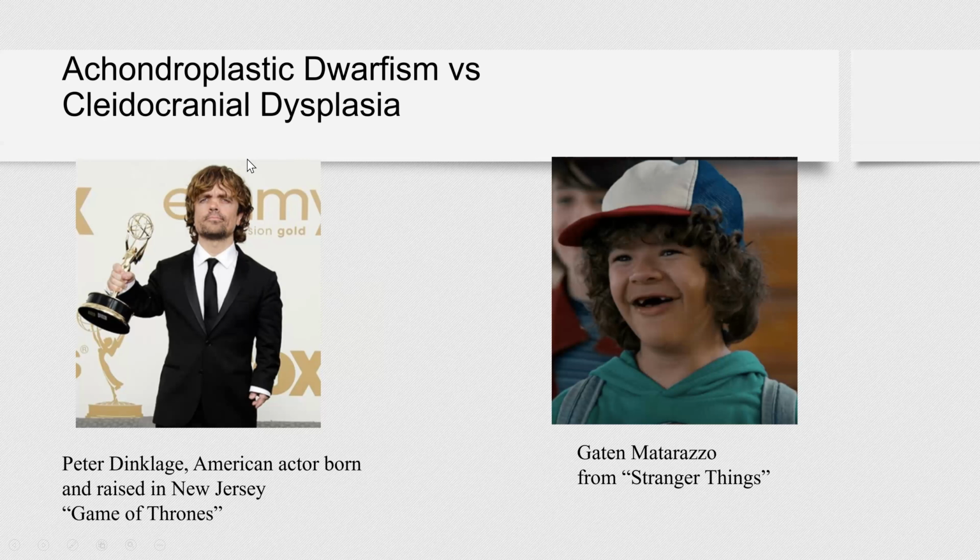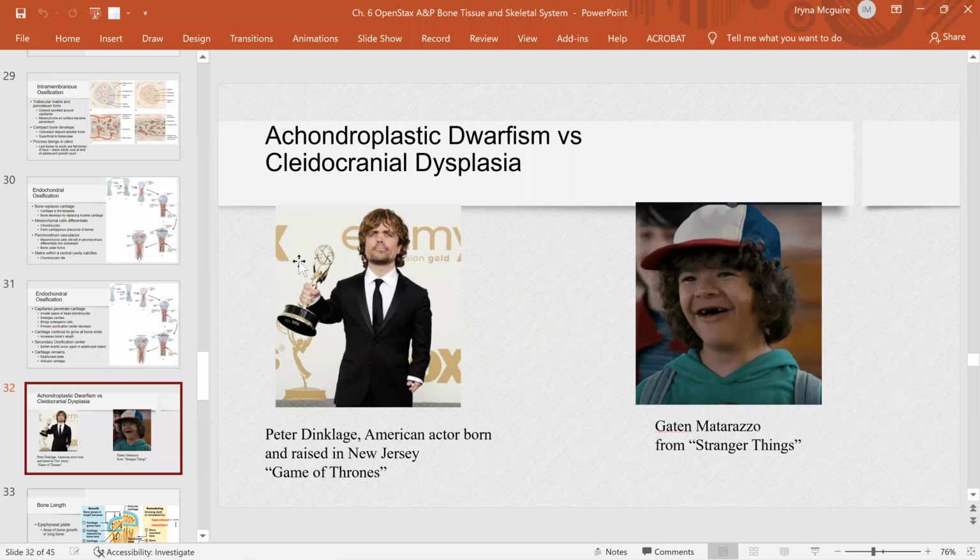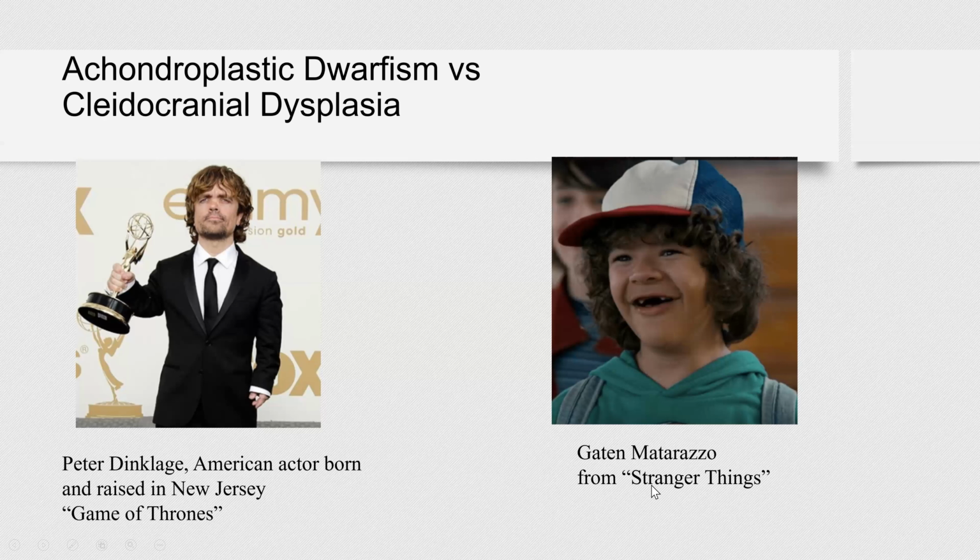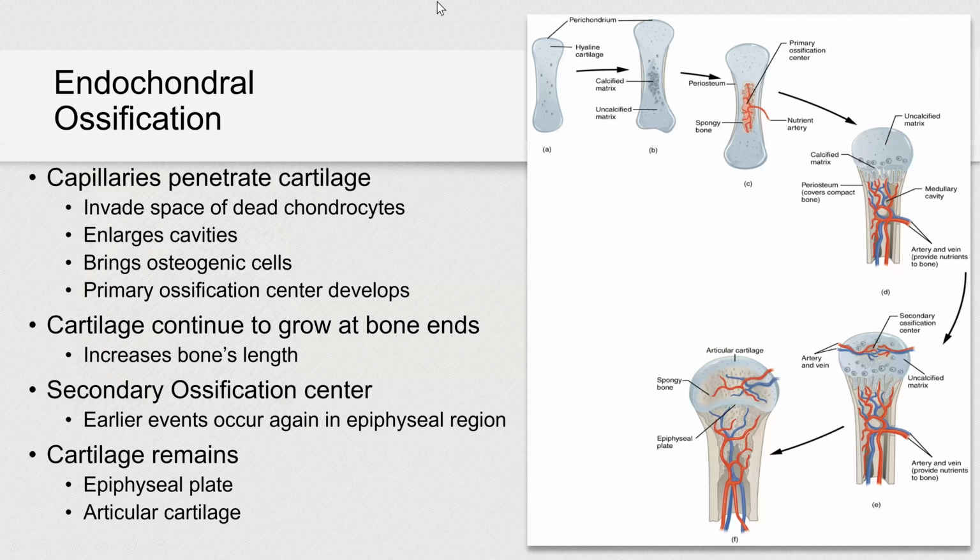So you can see, you know, the cranial bones and facial bones have normal adult proportions, but arms and legs are shorter for these people. And this is Peter Dinklage, the actor from Game of Thrones, and he has achondroplastic dwarfism. So at some point of his development, there was some problem with endochondral ossification, right? And this guy, I don't know if you know him or not, Gaten Matarazzo from Stranger Things, he has cleidocranial dysplasia, and this indicates a problem with intramembranous ossification.